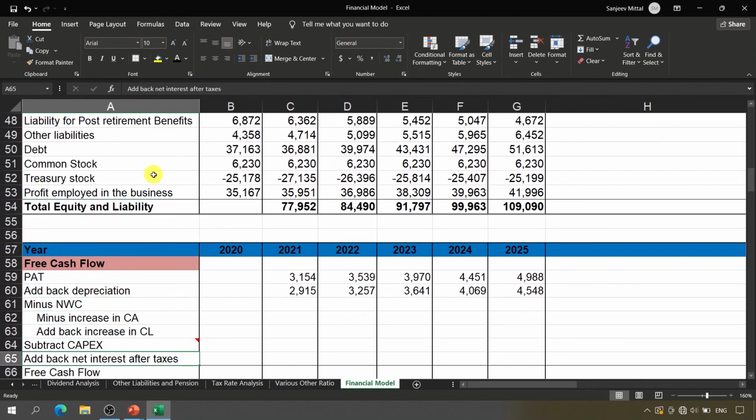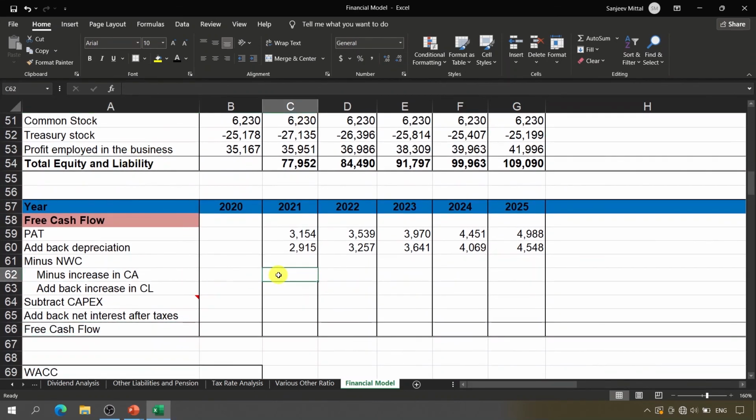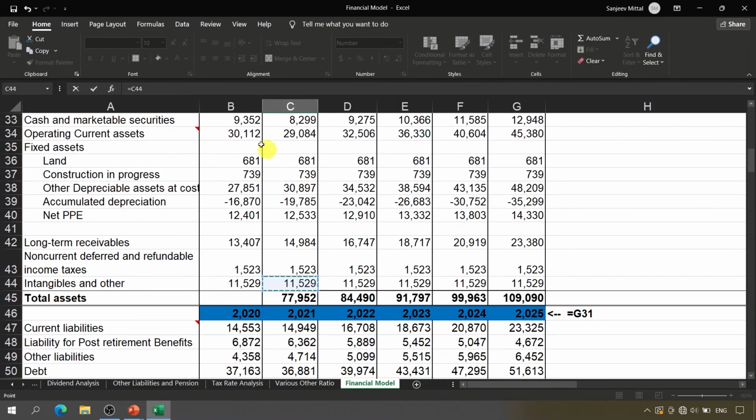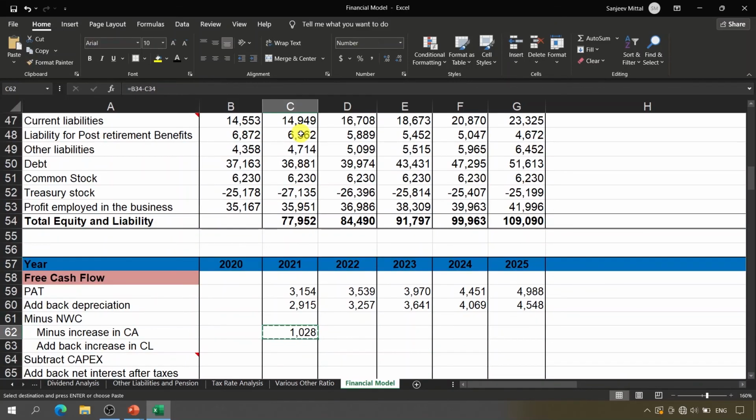So inside our free cash flow statement, we can simply write our increase in current assets. You can simply go and say it's B34 minus C34, and it's a positive number because it's increasing the current assets. And similarly, if we copy paste these numbers, you will see that all the details for current assets have been inserted. I tell you again, whenever the current assets increase, it creates an outflow, and whenever current assets decrease, it creates an inflow.